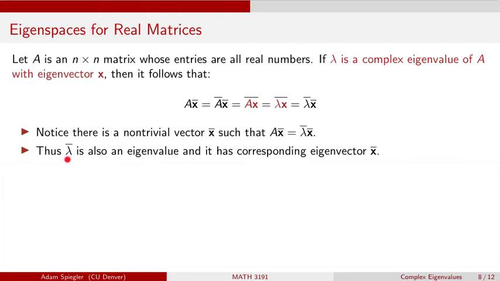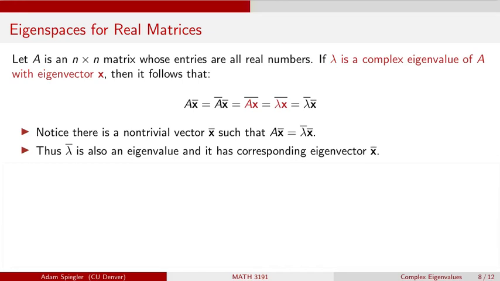So lambda bar is an eigenvalue. If lambda is an eigenvalue with corresponding eigenvector x, then to find the eigenvector for the conjugate of lambda, I just conjugate that eigenvector. So there's a lot of complex numbers and conjugates going on here.